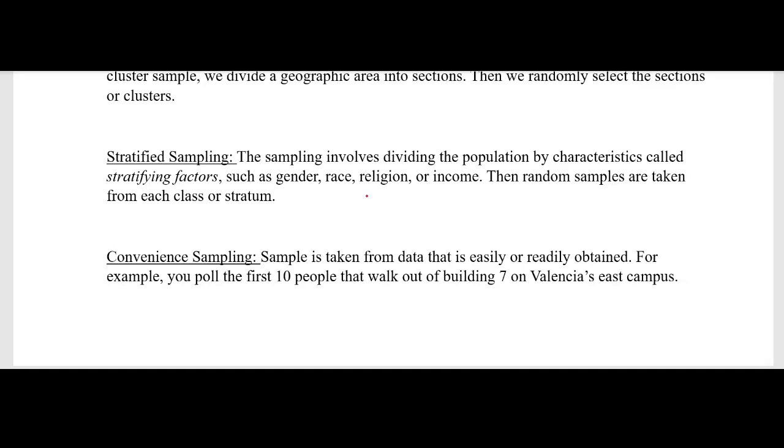And then there's convenience sampling. This is taken from data that is easily obtained. So let's say you decide, I'm going to pull the first 10 people that walk out of a building, right? Out of building 7 on Valencia's East Campus. That's just a convenience sampling. You're just kind of picking the first 10 people that come out and then you're done with it.